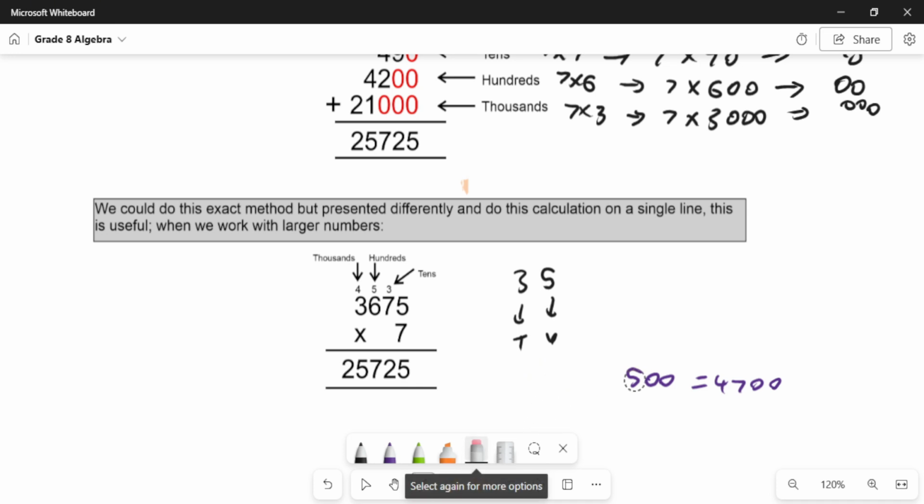7 times 3, or 7 times 3,000, is 21,000. 21,000 plus the 4,000 that came from the previous column makes it 25,000. But 25, we have 25 in the thousands column. We have a double digit. Means that 2 has to move to the next column, which is the 10,000s column right here. And so 5 will go into the thousands column and 2 will go into the 10,000s column.